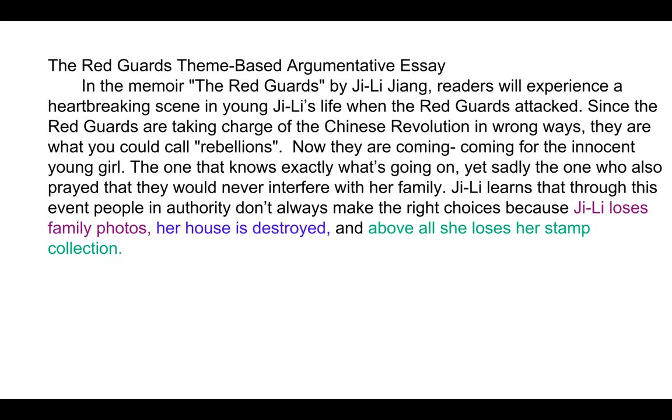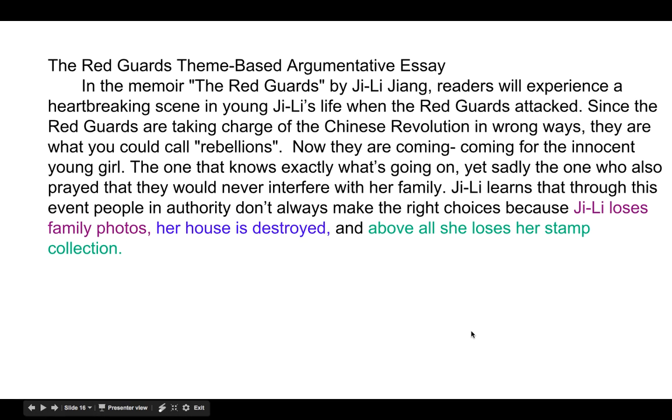In the memoir, The Red Guards by Zhi Lijiang, readers will experience a heartbreaking scene in young Zhi Li's life when the Red Guards attack. Since the Red Guards are taking charge of the Chinese Revolution in wrong ways, they are what you would call rebels. Now they are coming for the innocent young girl, the one that knows exactly what's going on, yet sadly the one who also prayed that they would never interfere with her family. Zhi Li learns that through this event, people in authority don't always make the right choices because Zhi Li loses family photos, her house is destroyed, and above all, she loses her stamp collection.